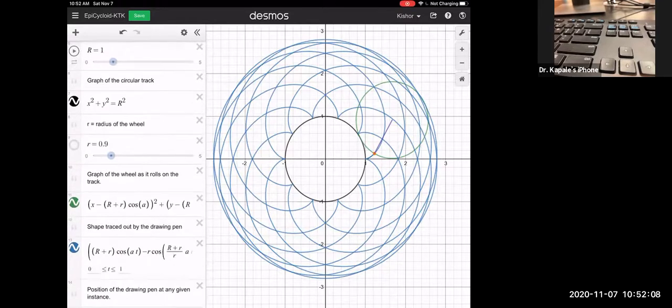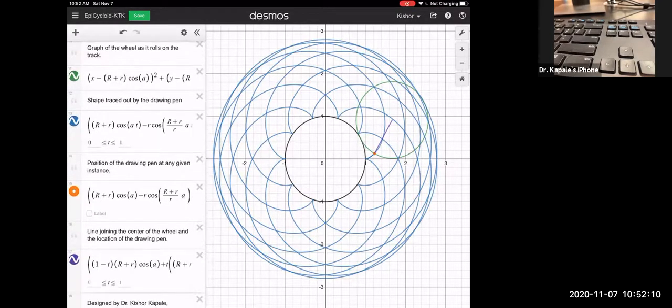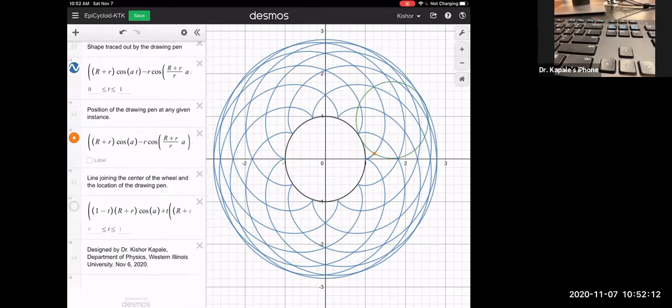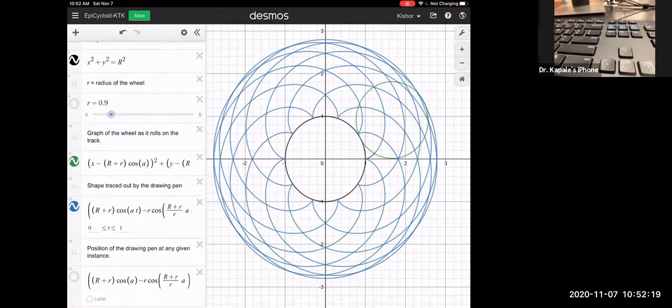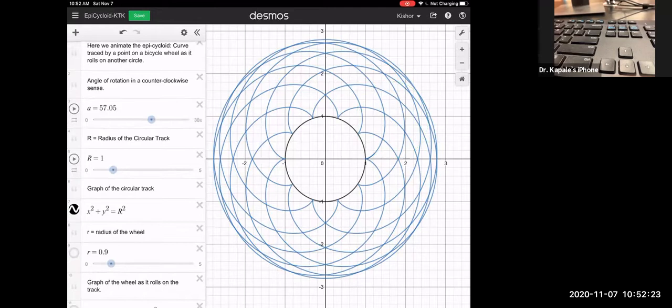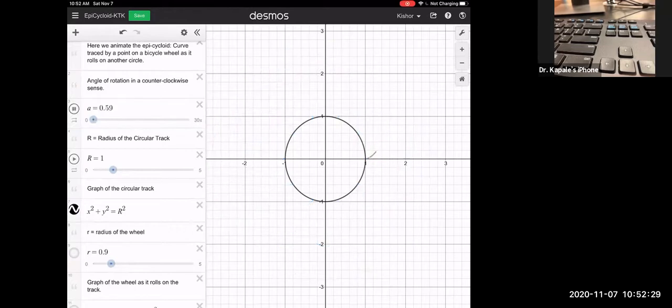You can turn off some of these things. So the line segment that I have at the end, you can turn that off. You can turn off the position of the drawing pen if you want. You can turn off the little circle, and then just turn the angle variation on to generate the figures that you want to generate, right? So none of the extra distractions.